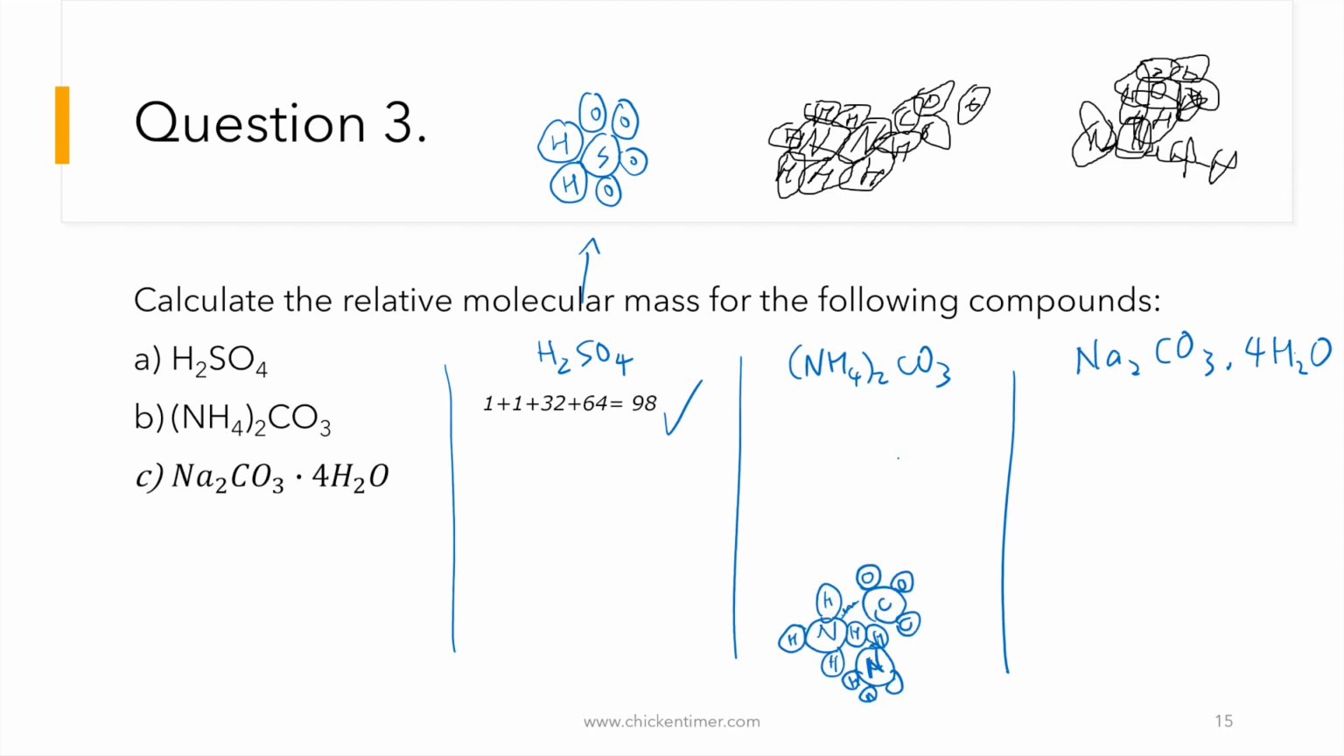The second one means you have 2 groups of NH4, so you should have 2 nitrogen and 8 hydrogen: 1, 2, 3, 4, 5, 6, 7, 8 here. Then 1 carbon and 3 oxygen. So you have 2 nitrogen, 8 hydrogen, 1 carbon, 3 oxygen. For the last one, in your drawing you should have 2 sodium, then 1 carbon and 3 oxygen.